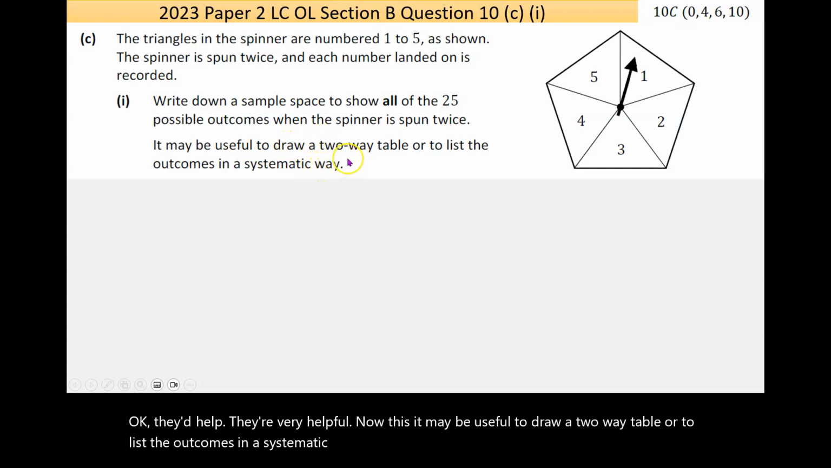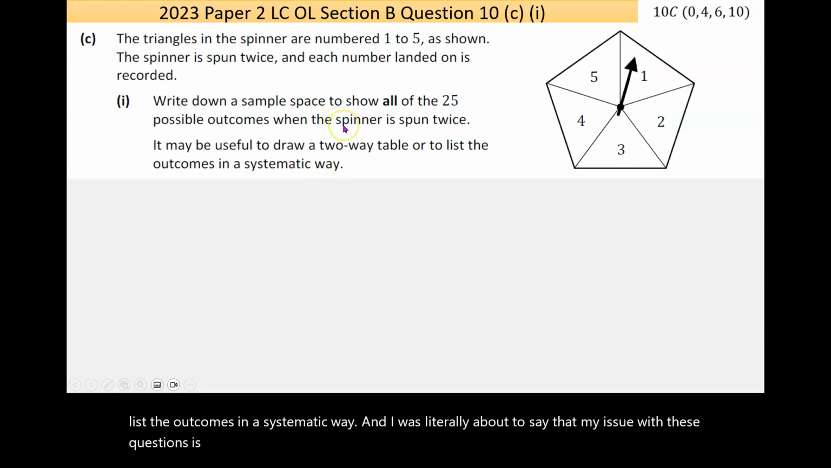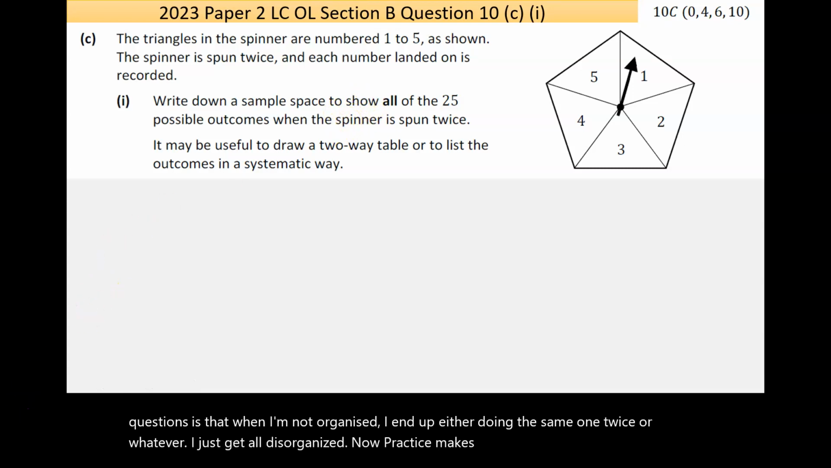And I was literally about to say that. My issue with these questions is that when I'm not organized, I end up either doing the same one twice or whatever. I just get all disorganized. Now, practice makes perfect. So let's look at the answer.